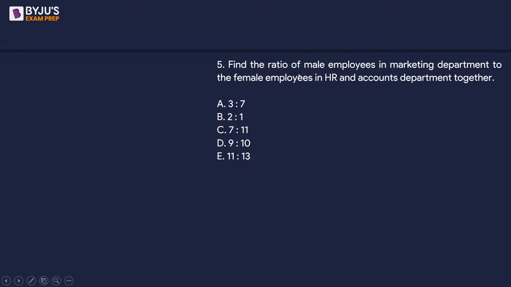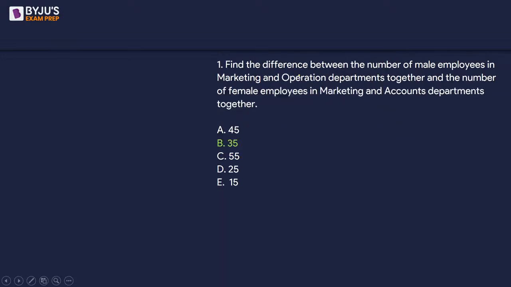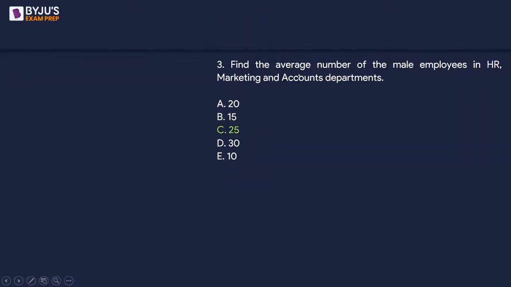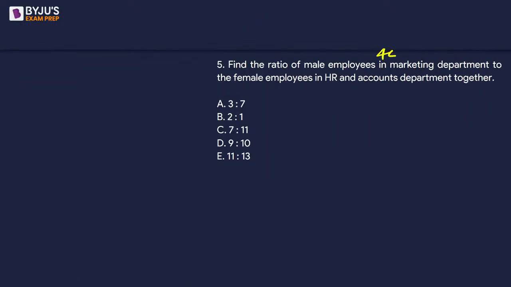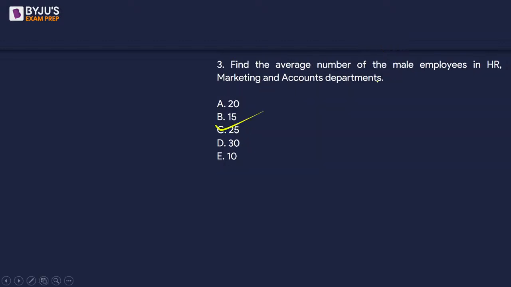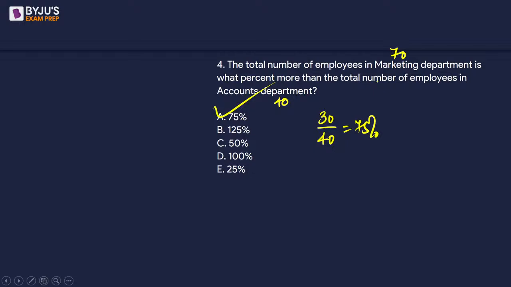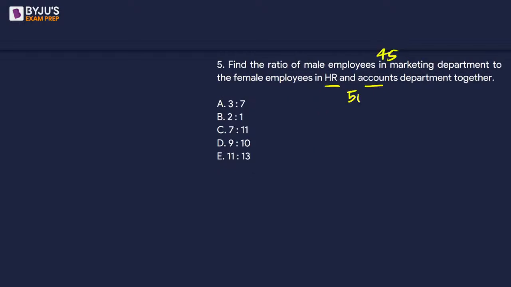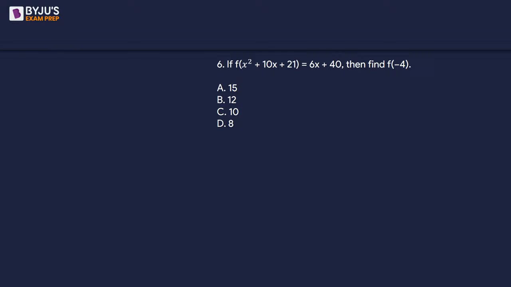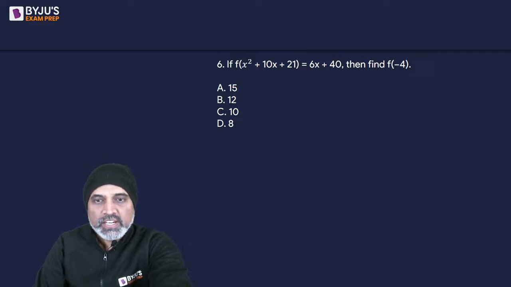Find the ratio of male employees in marketing department to the female employees in HR and accounts department together. So male employees in marketing department is 45 and HR and accounts female employees is 30 plus 20, 50. So 45 is to 50 will result in 9 is to 10. Okay, so silly mistake or sabhi garbad ho gaya tha. Okay, now let's look at the next question.